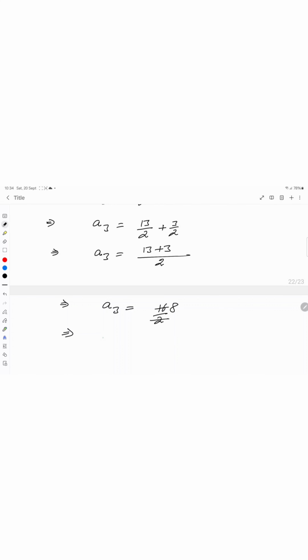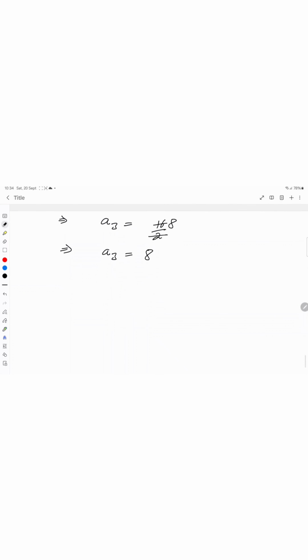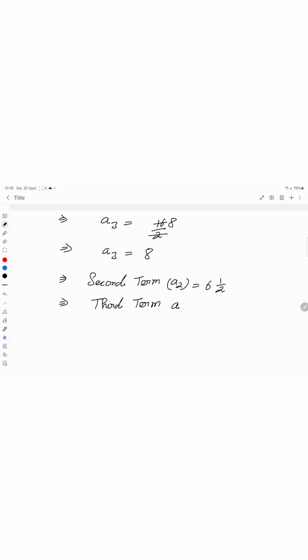Means value of a3 is 8. It means value of second term, means a2 equal to 6 and a half, and third term a3 is 8. It is our answer.